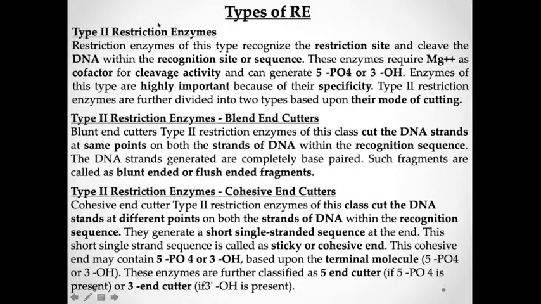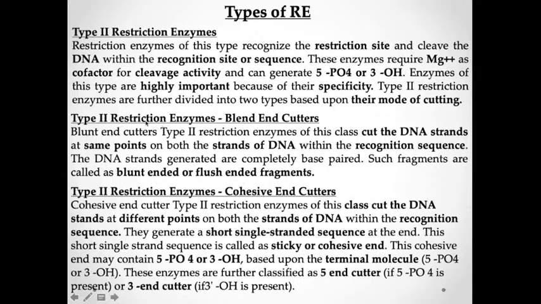Whereas the type 2 restriction enzymes recognize restriction sites and cleave the DNA where we want it, and they require magnesium as a cofactor in cleavage activity, and they generate 5' phosphate and 3' hydroxyl groups. They are highly important because of their specificity. Further, based on their cutting, they could be of two types: blunt end cutters and cohesive end cutters.